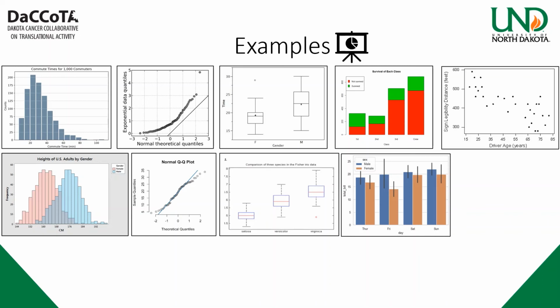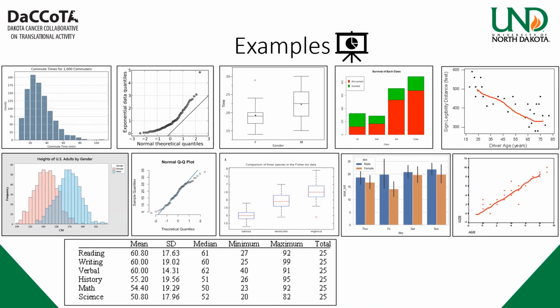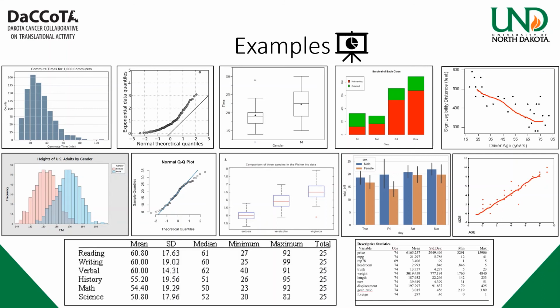Here's a scatter plot. We see as driver age increases, their viewing decreases. So this is a negative correlation, or it looks to be one. And this is another one where as age goes up, so does size, and that seems to be positive. And then here are a couple of tables that are good for showing summary statistics. We have different classes, and these are different variables for cars.